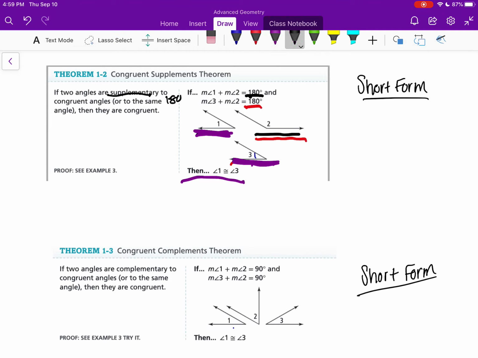So that congruent supplements theorem, if I'm going to write that short, I'm going to write our congruent symbol, congruent sup theorem.